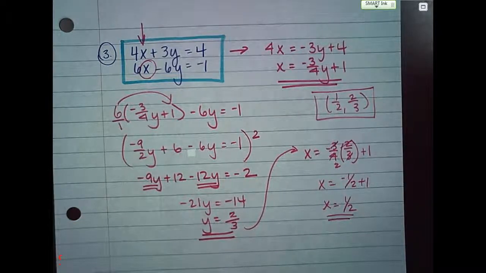Everybody okay so far? Yeah? Alright, now let's move on. So we're done with substitutions. Let's create a new section, and be sure you highlight the substitution so you know all those were substitution. And let's move to elimination.